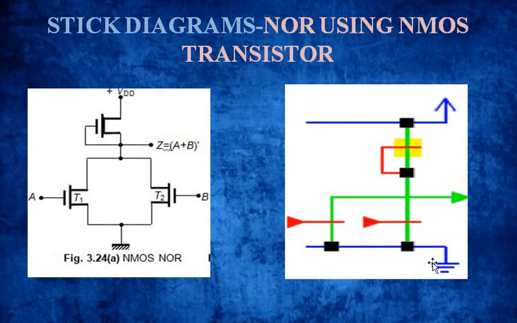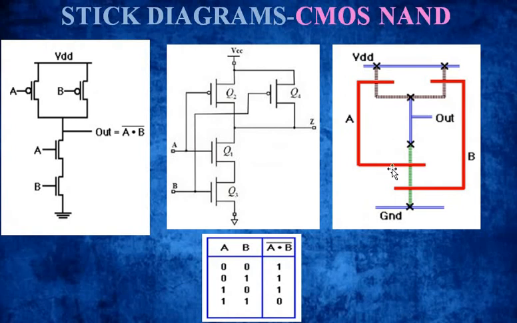So this is how you will be drawing stick diagrams for different applications: NOR gates, NAND gates, CMOS, all of them. But you have to keep in mind which transistor you are going to use. NMOS transistor is completely green. PMOS transistor is completely brown. And CMOS, a combination of P and N, is brown and green. So these are the assignments for you. Once again I'll post these assignment questions in your groups. I'll share the Google form link, and you have to post all these assignments.